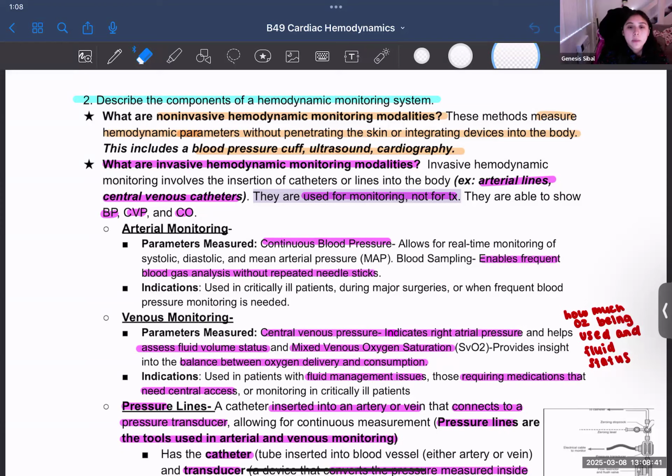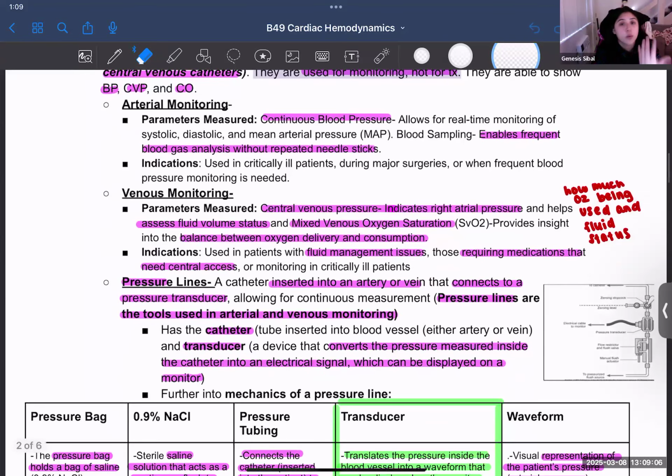So basically, this includes arterial lines and central venous catheters, right? So these are used for monitoring, not for treatment, right? Same thing with the blood pressure cuff. You're just checking, it's more for data, checking what's going on, monitoring, but you're not treating. Like if I were to do a blood pressure cuff, I'm not treating anything. I have to actually give a medication. So it's the same exact thing. It's just that now we're a little bit more specific and we're getting a little bit more invasive.